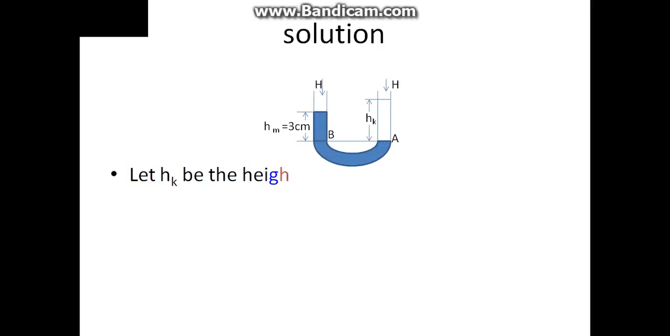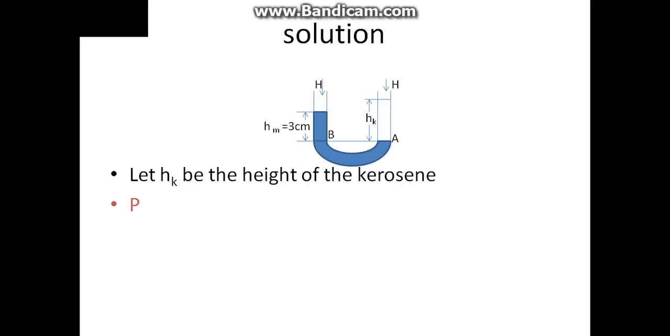Solution. Looking at the diagram, from the surface of separation A, the height of mercury Hm equals 3 cm, while the height of kerosene Hk is not known. Let Hk be the height of the kerosene.